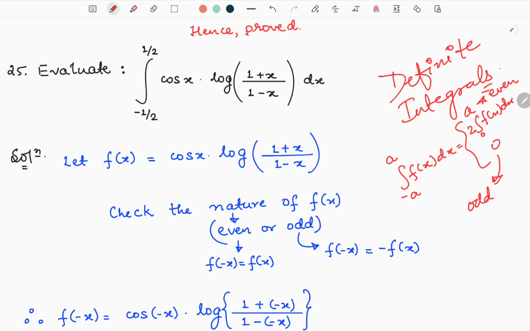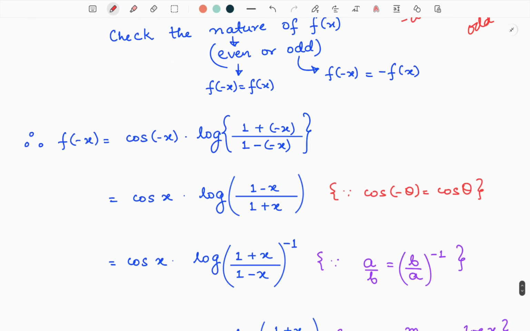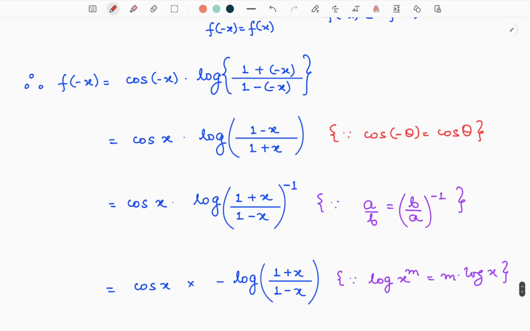So we can check the nature of f(x) by replacing x by minus x. So I have done that. If you put minus x, then f of minus x will become cos of minus x into log of (1 plus bracket minus x) upon (1 minus bracket minus x). So cos of minus theta is equal to plus cos theta, so cos minus x will become cos x, then log (1 minus x) upon (1 plus x).